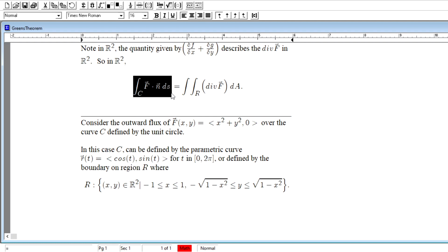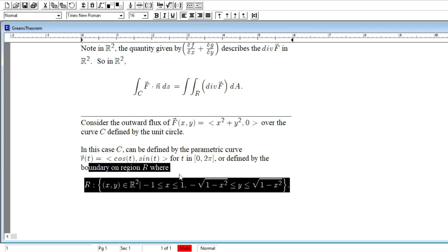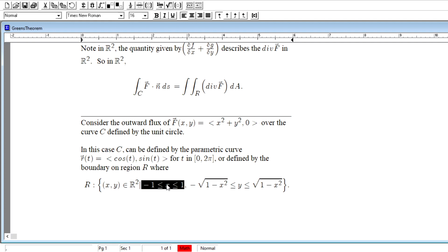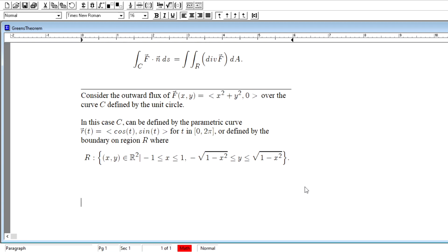If I was to approach this calculation in the context of the line integral, I would be describing C as some circular curve described using this parametric description. Or it could be defined by the boundary of region R, where region R is this unit circle, with the values of x between -1 and 1, and the values of y between these two semicircles, the one below the x-axis with a radius of 1 and the one above the x-axis with a radius of 1. How are we going to consider approaching the calculation?